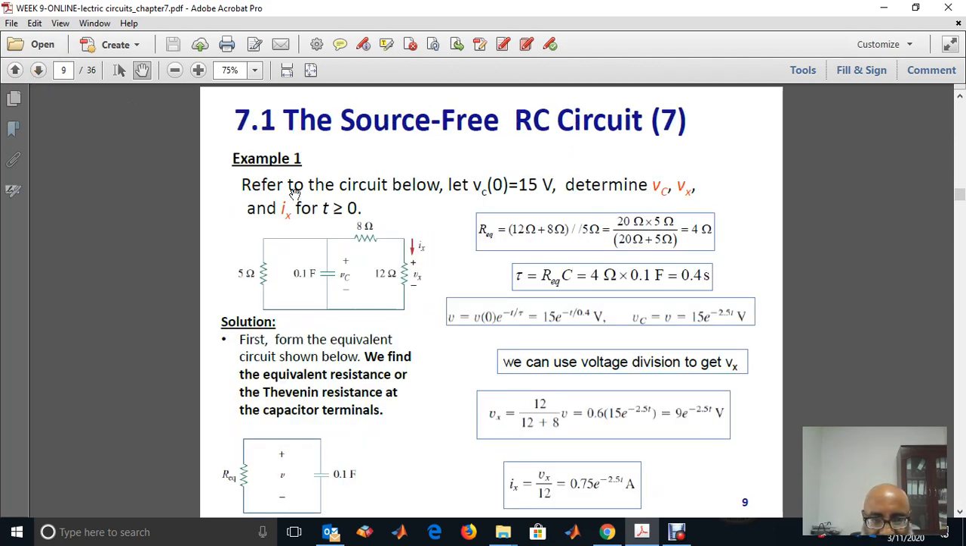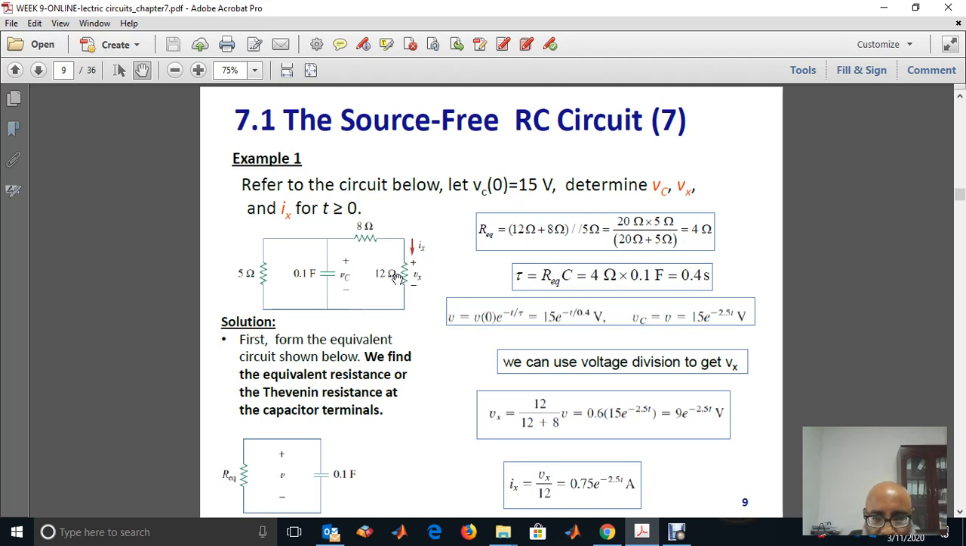Now we have this example. This is an RC circuit. We have this resistor and this capacitor, and the initial voltage across the capacitor is 15 volts. And what is the voltage across the capacitor with time? This is what is required.